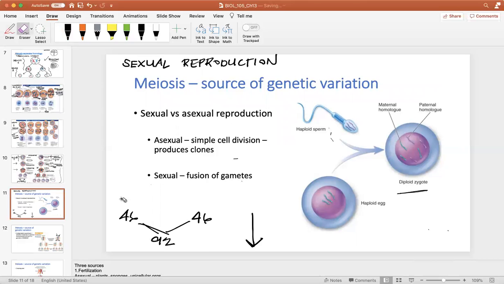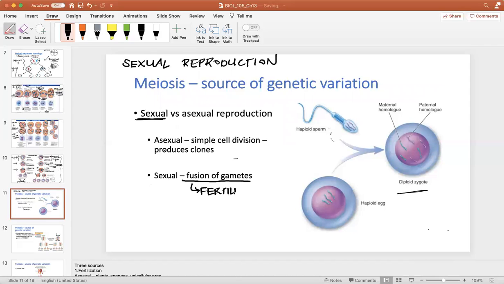So the reason that we undergo meiosis is so that we can have sexual reproduction. Now, let's define sexual reproduction. Sexual reproduction is the fusion of gametes, so it's down here. In other words, sexual reproduction involves fertilization. Let's contrast that with asexual reproduction. Asexual reproduction is just simple cell division, and it produces clones. Clones are exact copies.